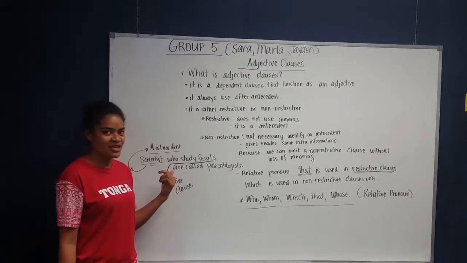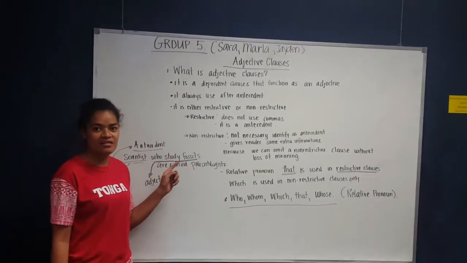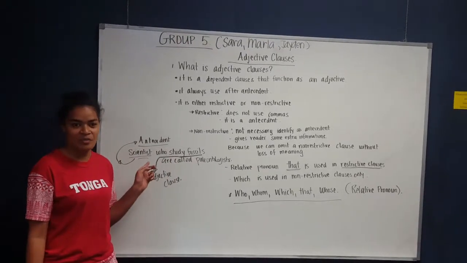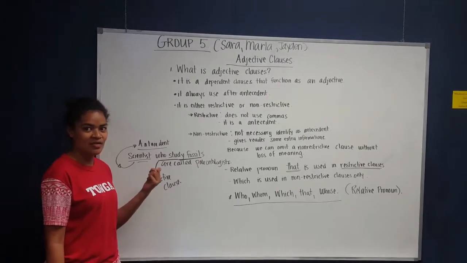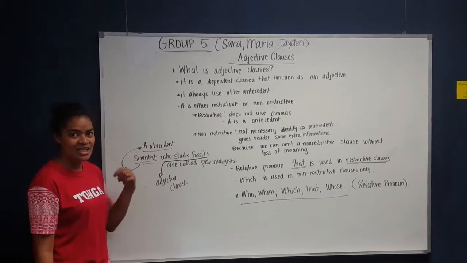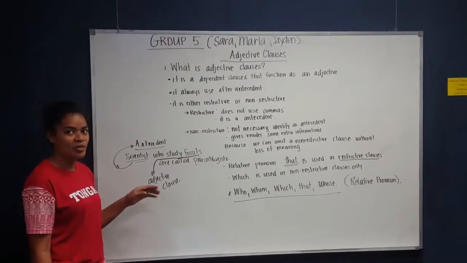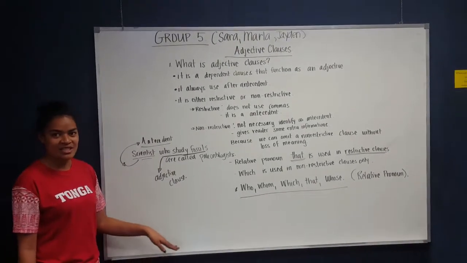It is either restrictive or non-restrictive. Restrictive clauses identify the antecedent. They do not use a comma. For non-restrictive clauses, it is not necessary to identify the antecedent. It just gives extra information about it. You can omit it without losing the meaning of the sentence.